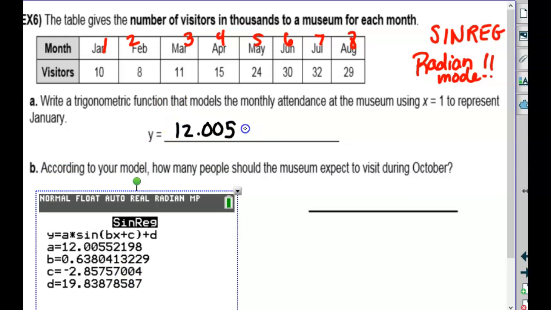12.005. I'll go 3 places. Then it said, writing it down in the form that they have you. What do you notice about their form? It's unfactored, right? But it really doesn't matter. We're not going to deal with it.